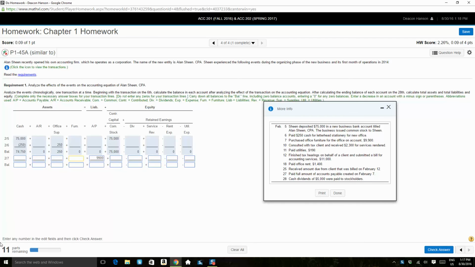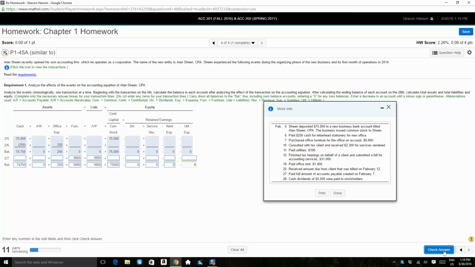Now, once you've done that, don't forget to go back and rebalance. So I'm pulling down all of the balances. There are new balances for some of these accounts, but some of them are just a carry down of the prior balance. Okay, we can click check answer. We got an excellent.